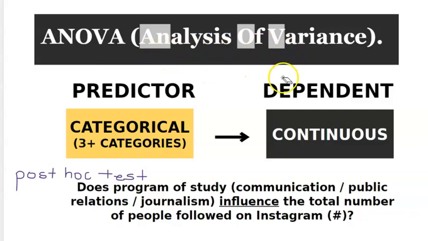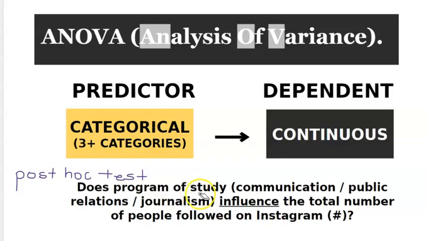Analysis of variance is in fact very similar to the t-test. You can consider that there is a categorical variable as a predictor, and the continuous variable is the dependent variable. You can see this form in the t-test. In the t-test, the categorical variable is the same, but you have only two categories. In ANOVA, only one thing is different: you have more than two categories, 3 or 4 or 5. And the dependent variable is continuous.